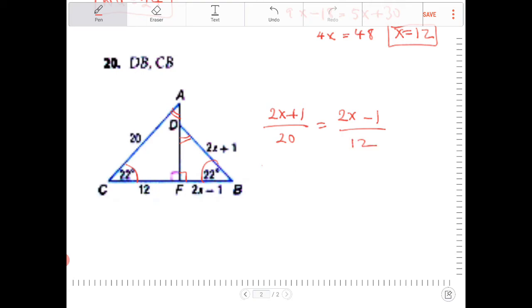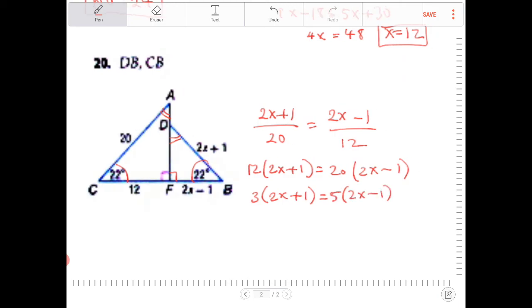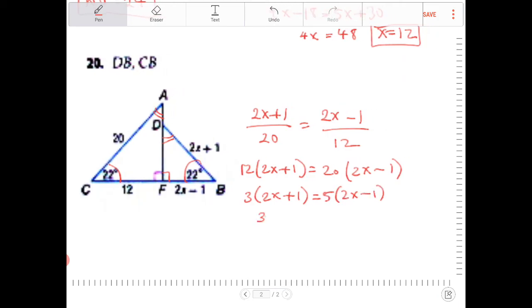I can cross multiply. 12 times 2x plus 1 is equal to 20 times 2x minus 1. Notice that 12 and 20 have a common factor of 4, so this would become 3 times 2x plus 1, and 5 times 2x minus 1. Why am I doing that? Just because it makes the computation just slightly easier.